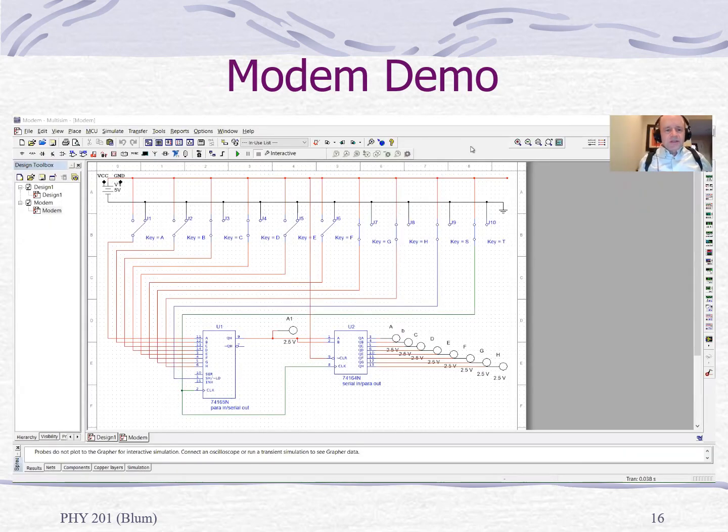Let's look at this modem simulation in Multisim. So we have to start off with a parallel in serial out shift register. So that is the sender, and then we will have a serial in parallel out, and that will be the receiver. So the parallel in is going to receive its data from the data switches A, B, C, D, E, F, G, H, 8 data switches. S is going to be determined whether we are shifting or loading.